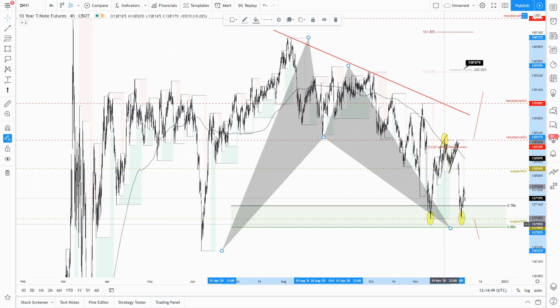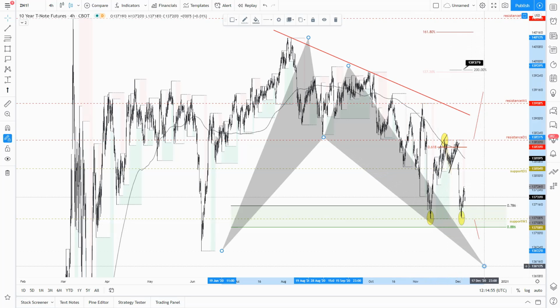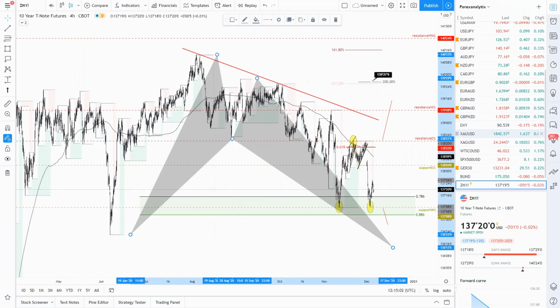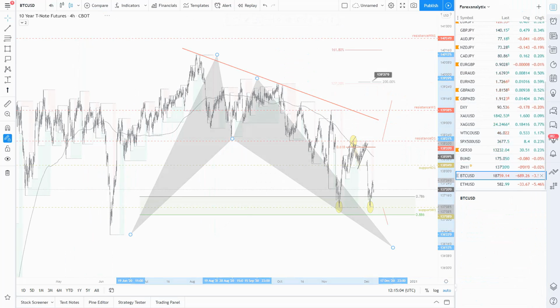But for now, because we have this technical double bottom there, I believe that if the market decides to trade below, it will fall even harder. So let's see how it will develop.